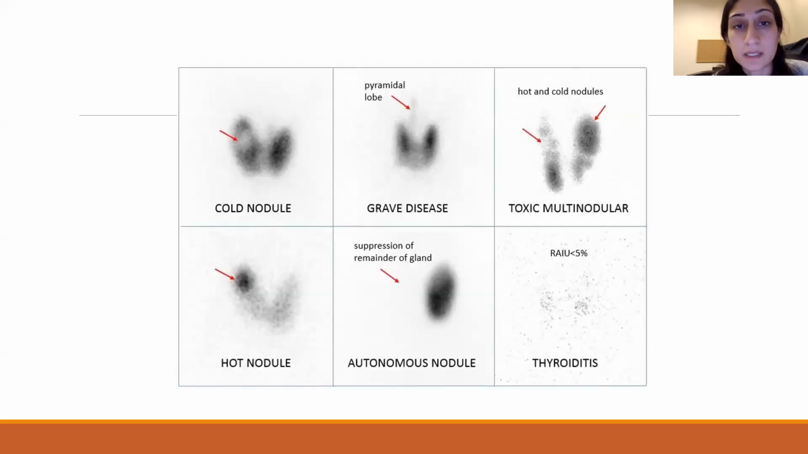This is an uptake and scan. Just pointing out a couple of things. Down here, you see thyroiditis, so you get zero uptake. In Graves' disease, you'll have bilateral uptake, so you'll see uptake in the entire gland. If it's just an autonomous nodule, you might see just one area, a hot nodule, lighting up and showing increased uptake.